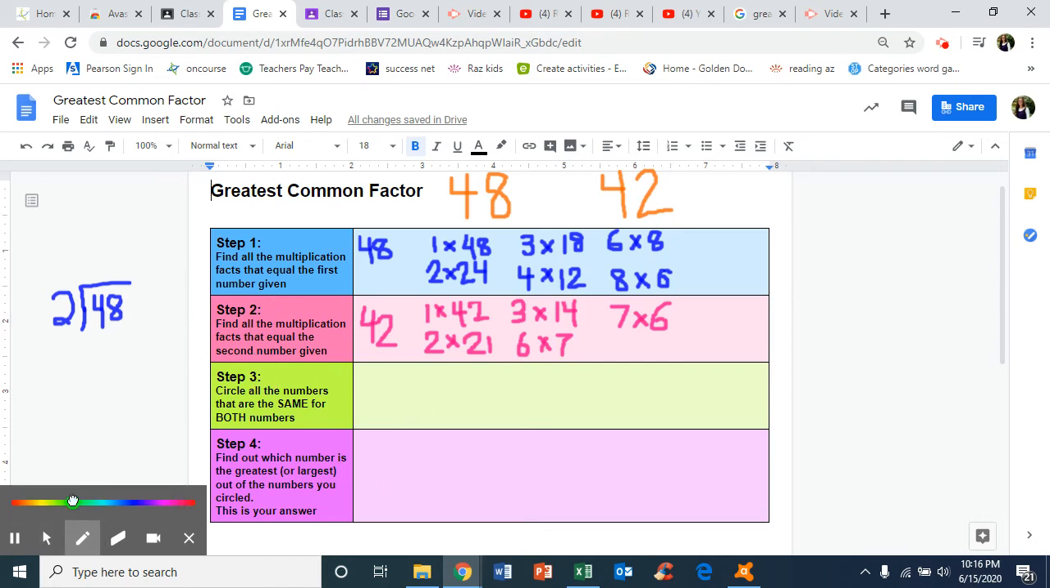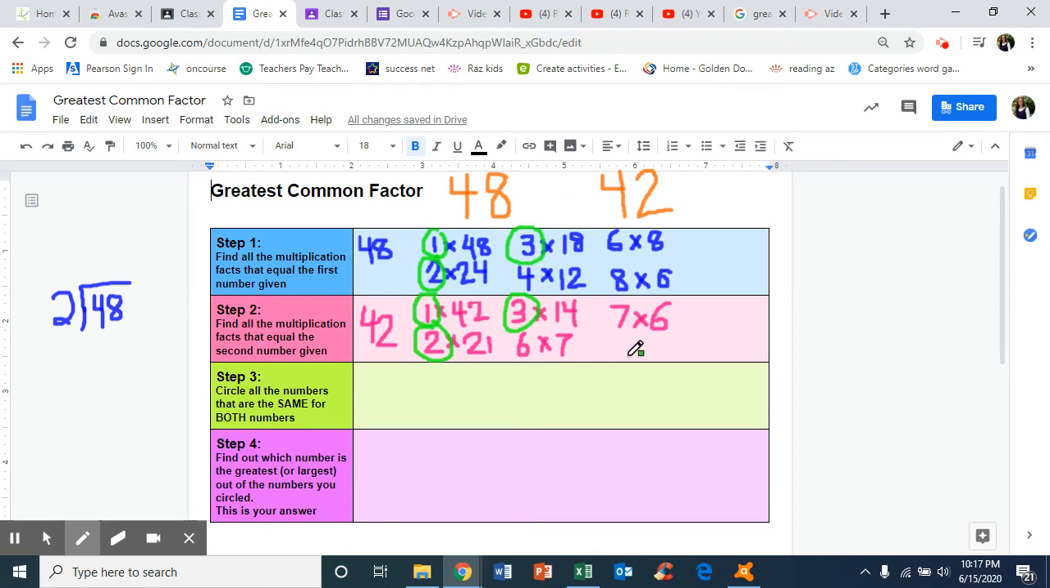Now we are going to circle all the numbers that are the same for both. So we have 1 up here and down here. We have a 2. 48 is not on the top and bottom. 24 is not on the top and bottom. If we go to number 3, yes, we have a 3 right here and right here. The number 18 is not down here, so it will not be circled.